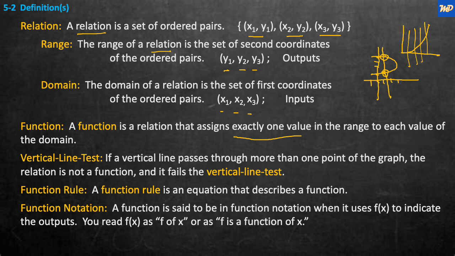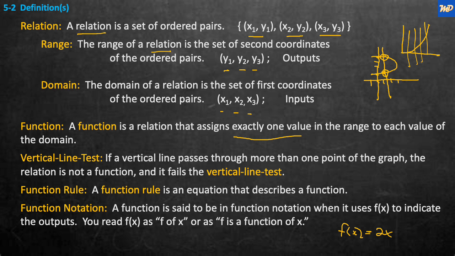A function rule is an equation that describes a function. So if they say write a function rule, they just say write an equation that describes whatever situation they're looking at. In function notation, you're going to start seeing this. A function is said to be in function notation when it uses f of x, the f parentheses x, close parentheses, to indicate the outputs. So you'll see it written like this. f of x equals, let's say, 2x. There's a function.